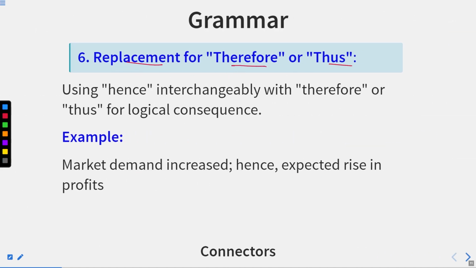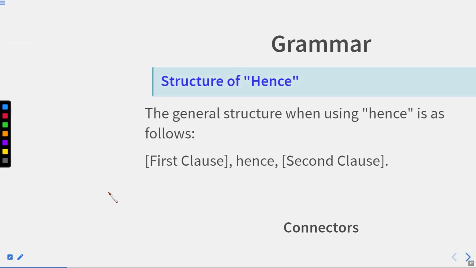Replacement for therefore and thus. Using hence interchangeably with therefore or thus for logical consequence. For example, market demand increased. Hence, expected rise in profits. So you can replace or you can use it as a substitute of therefore and thus. Meaning will be same as that of therefore and thus, but here the usage will be changed, or the structure of the sentence might change.